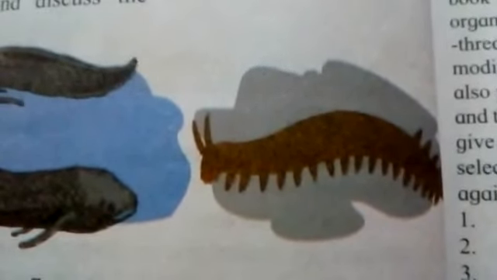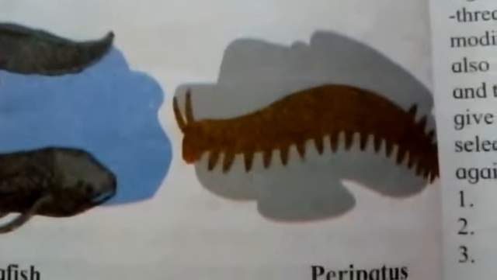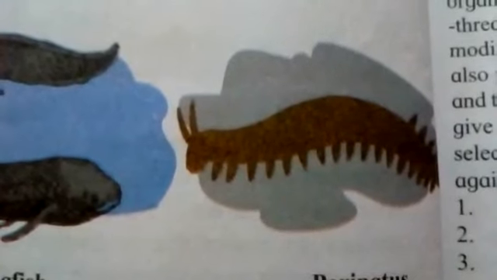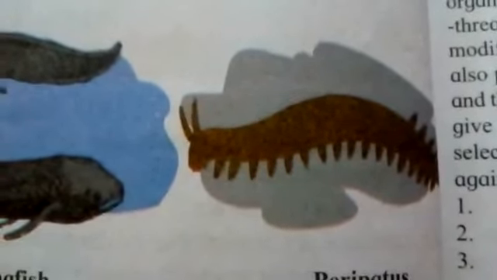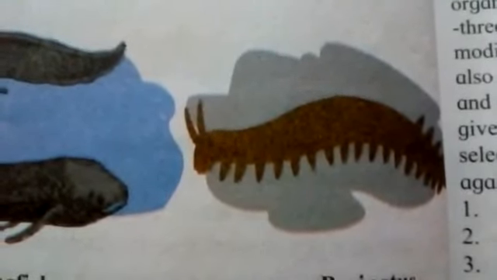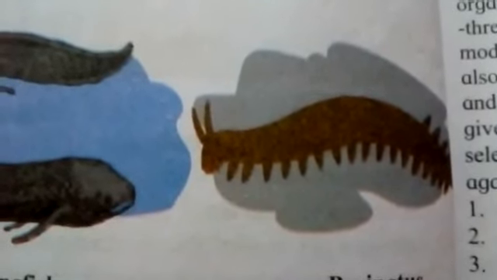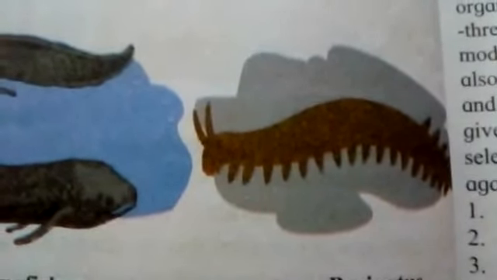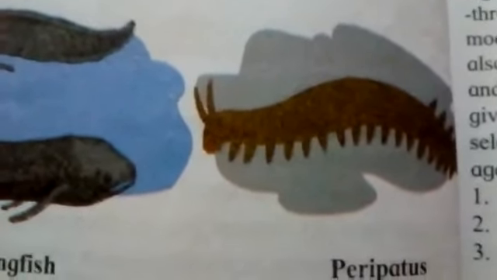So the peripatus is a connecting link between Annelida and Arthropoda. Annelida have a segmented body, just like the earthworm. Earthworm is an annelid. It has a segmented body. In the same way, peripatus also has a segmented body, and it also shows an open circulatory system like that of the arthropoda. So that is why this peripatus is a connecting link between annelida and arthropoda.